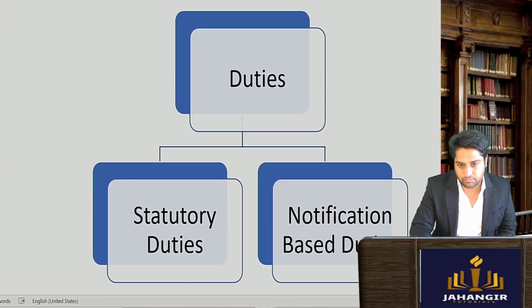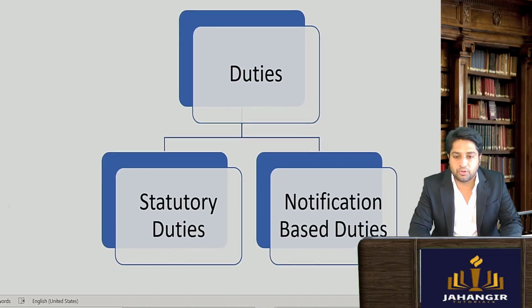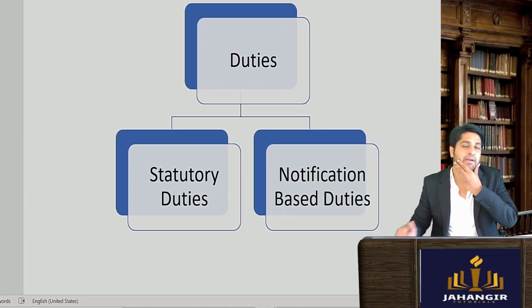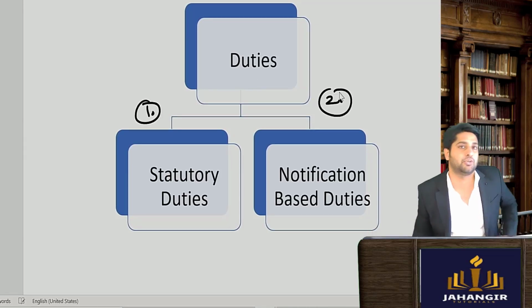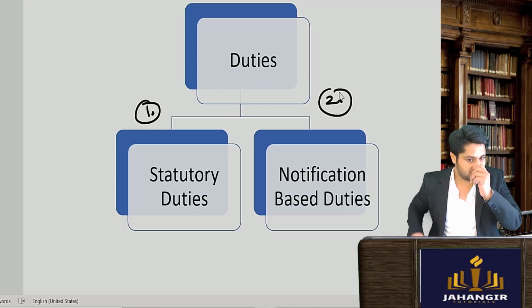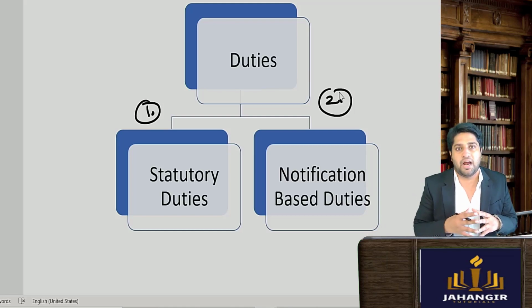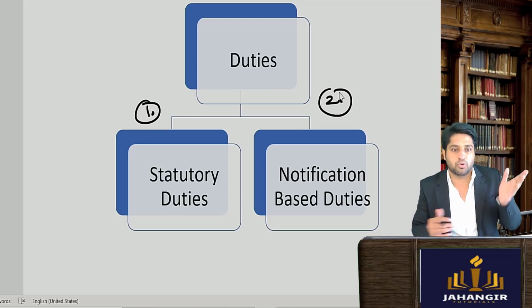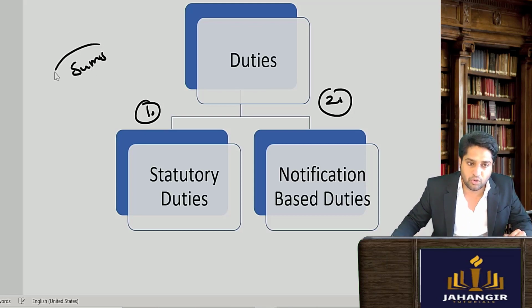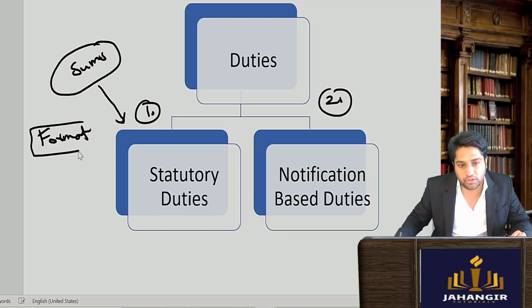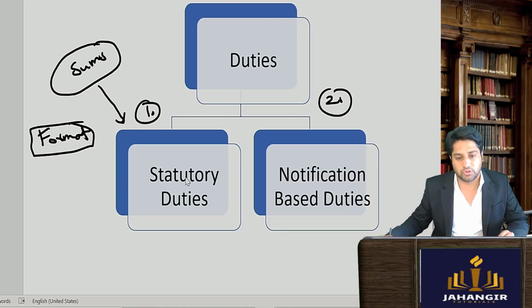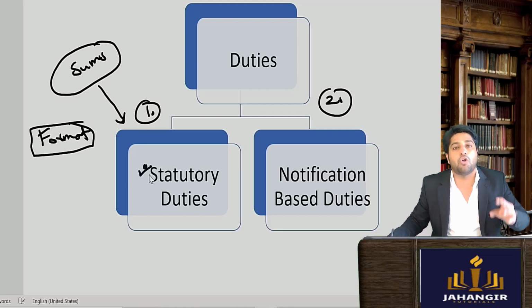When we go ahead, we come to know that the duties can be divided in two heads. One is your statutory duties and second is your notification based duties. Statutory duties means these are applicable in all cases and it is in the normal route. When we are doing the sums, we are going to use the statutory duties. They have given you a certain format to compute your custom duty whenever you import the goods. This is very important, and almost every importer does the calculation in this format only.